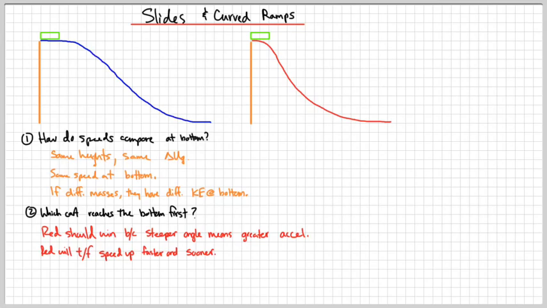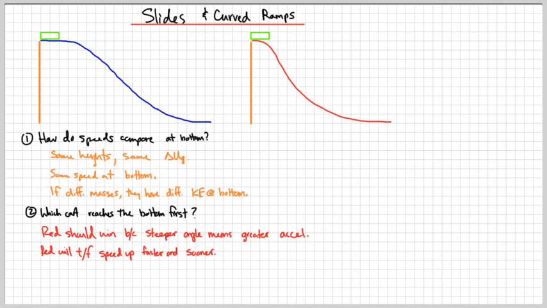The other thing they might ask regarding this is, okay, so the one with the steeper track, the red one, is going to reach the bottom first. They're both going to have the same speed. Which one is going to have more kinetic energy? Well, kinetic energy is made up of two values, the mass and the velocity. So if they have the same velocity, then the only way they're going to have a different kinetic energy is if they have different masses.